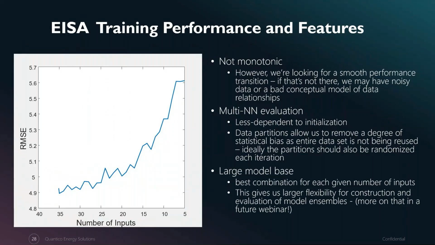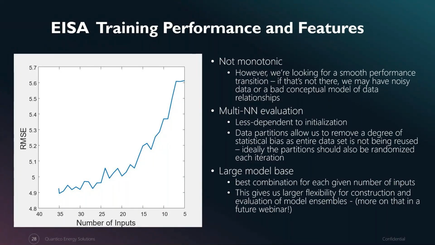Also, we're using multiple neural networks for each iteration. If you train 2 neural networks on the same data, but you don't set your randomization seed properly, then your results might be slightly different because of the randomly initialized weights when you start training your model. By using these data partitions, we are less dependent on those initial random weights. It also allows us to remove a degree of statistical bias because we're not using the entire data set every time, like we would in something like backward stepwise regression.